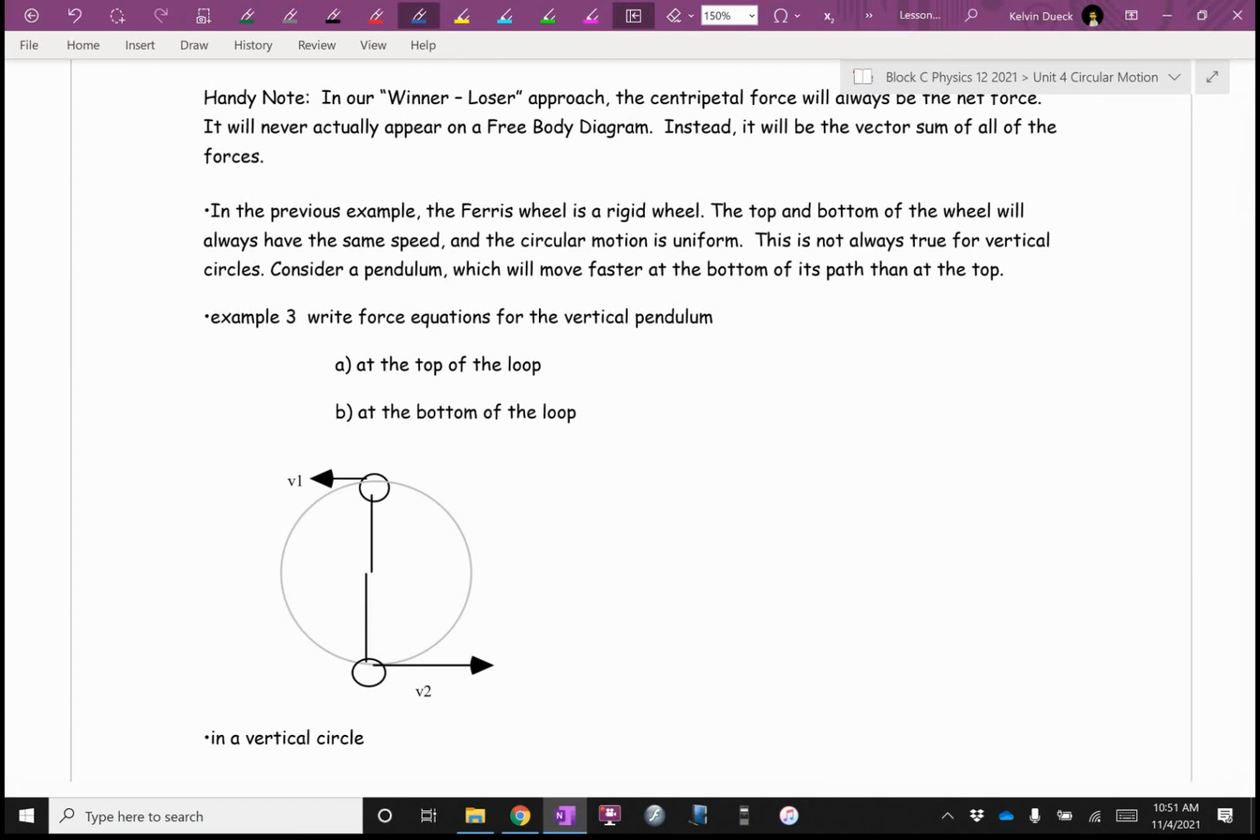So I wrote here, consider, oh, by the way, the Ferris wheel, because it's a rigid wheel, you're always going the same speed everywhere because it's all one solid mass. Not if you're, say, attached to a rope, or not if you're in a roller coaster loop, because in a roller coaster loop, you're going to slow down as you're getting near the top and then speed up as you're coming back down again.